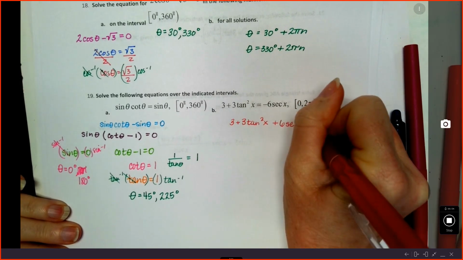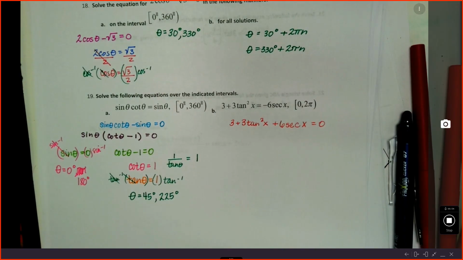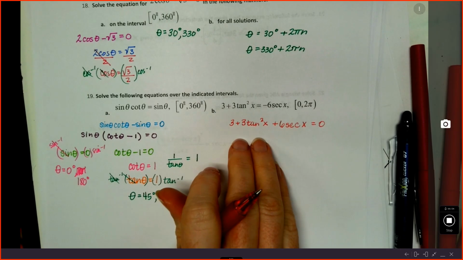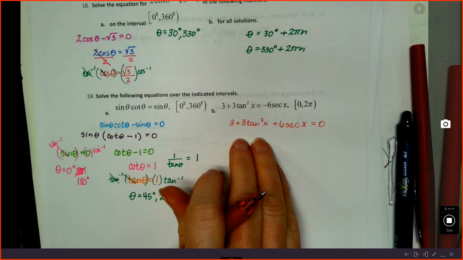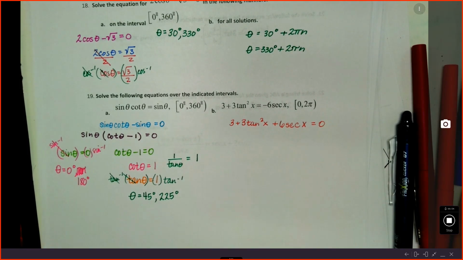Oh, plus 6. Oh, wait. All right, well, now, because I don't have it, we probably could factor out a 3 out of everything. And then it gives us 1 plus tan squared, which has to equal something. Yeah, it does, yes. Okay, so let's do that. Let's factor out a 3.